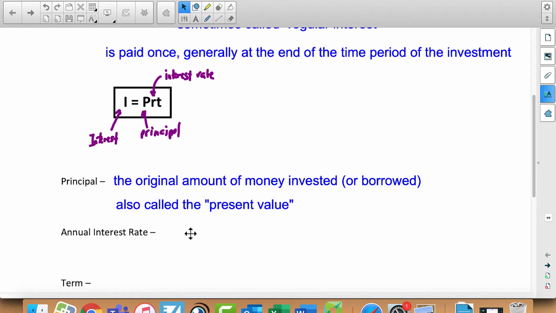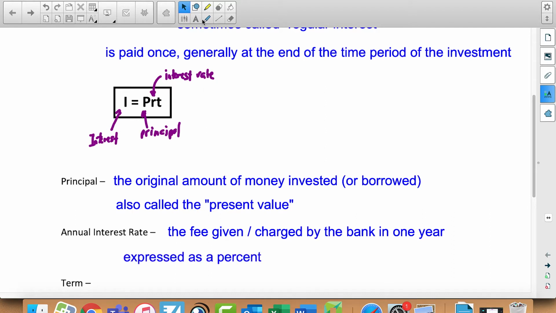So let's talk about that. This is the fee that's given or charged by the bank in 1 year. So it's how much they're going to give you if you put money in the bank, or how much they're going to charge you if you take out a loan. And it's always expressed as a percent. But here's the thing. When you use this formula, the I equals PRT formula, you have to use it as a decimal. You have to switch it to a decimal.